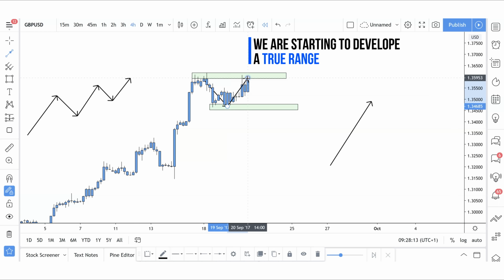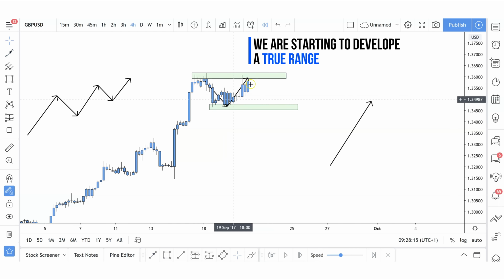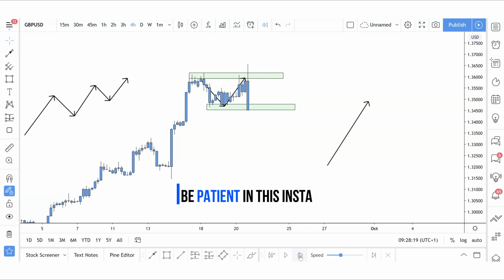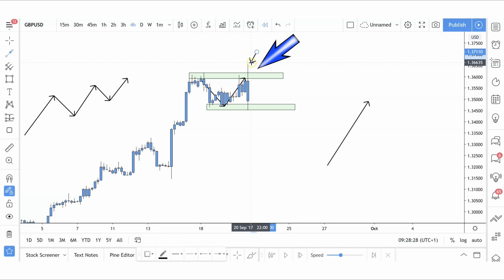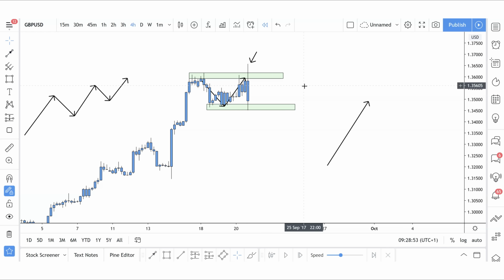We're bouncing from the top, bouncing from the bottom, and now we're failing to break the highs. So we have to be patient in this instance. Well, now this candle's a bit random, but doesn't matter. We can see it attempted to break to the upside. So this would have been the new higher high if we did close above this structure. But as you can see here, price has failed to close above.